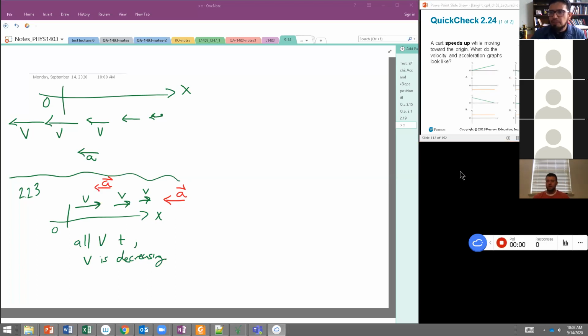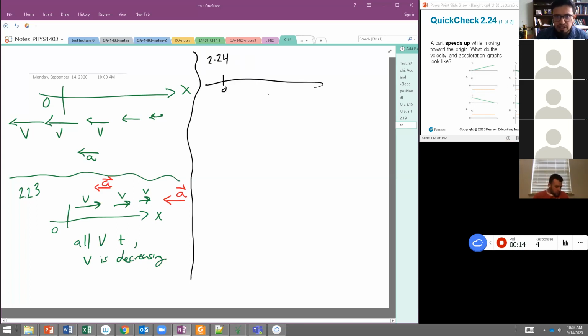All right, here's another one. Now we have a cart that speeds up while moving toward the origin, and how do the velocity and acceleration graphs look? So we're going to do the same kind of exercise we've been doing all along. We've got x equals 0. We're moving to the left, and it says the cart speeds up. So we start off with a certain velocity, but now that it's speeding up, these velocity vectors are getting bigger and bigger as you move towards 0. That means the acceleration has to be in that direction to help it grow in that direction.